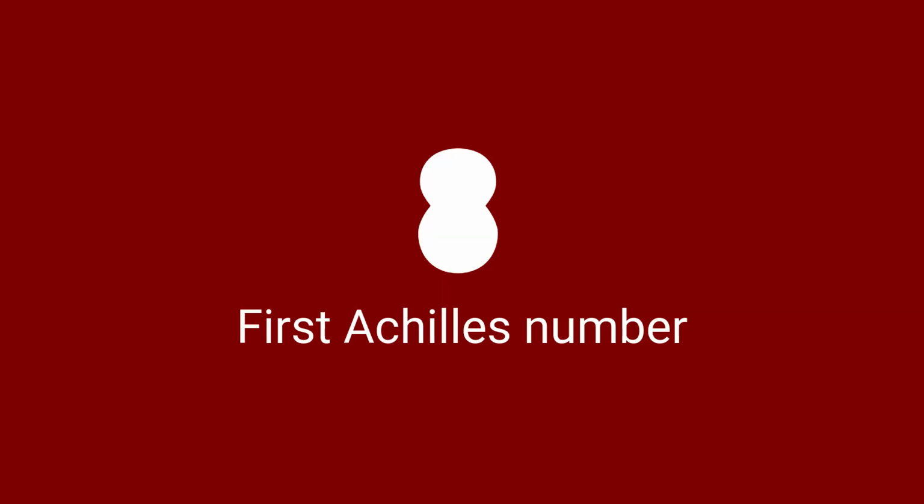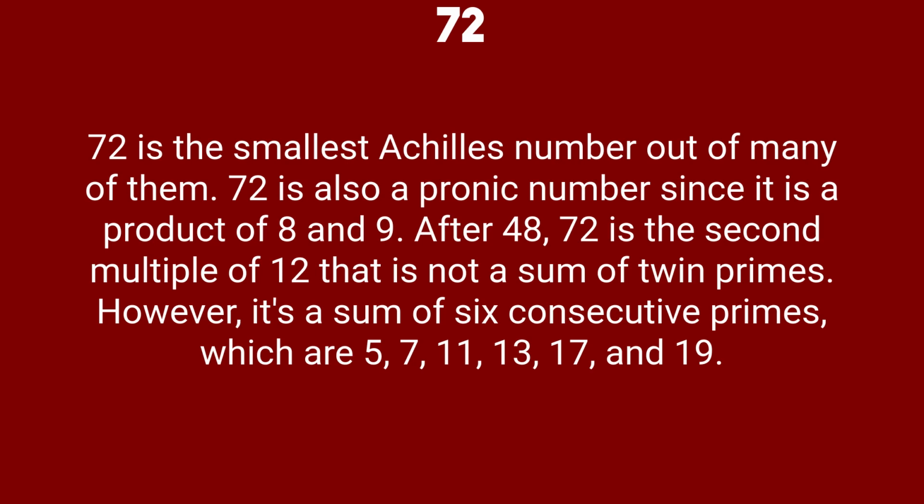First Achilles number. 72 is the smallest Achilles number out of many of them. 72 is also a pronic number since it is a product of 8 and 9. After 48, 72 is the second multiple of 12 that is not a sum of twin primes. However, it's a sum of 6 consecutive primes, which are 5, 7, 11, 13, 17, and 19.